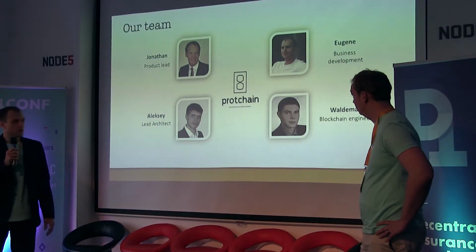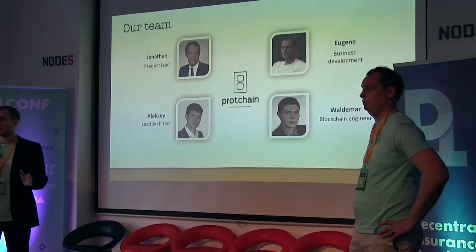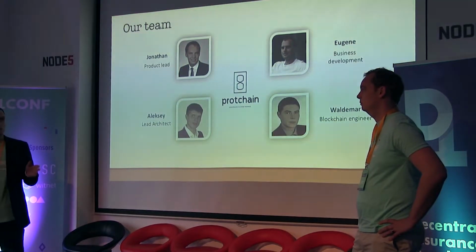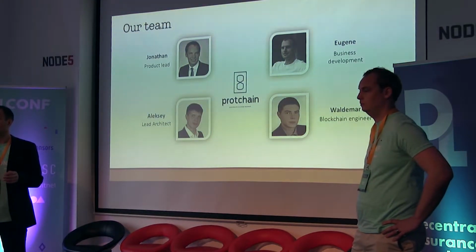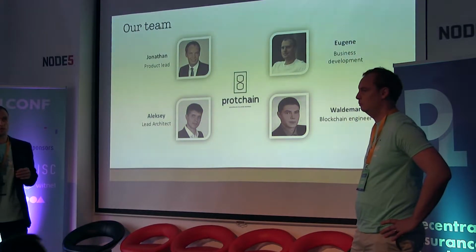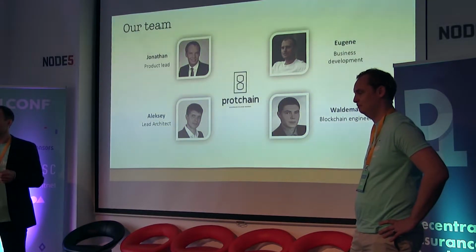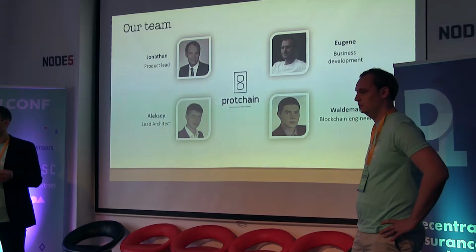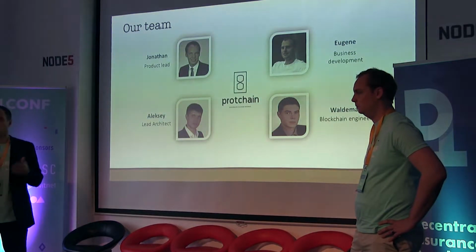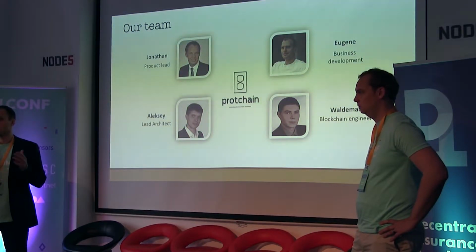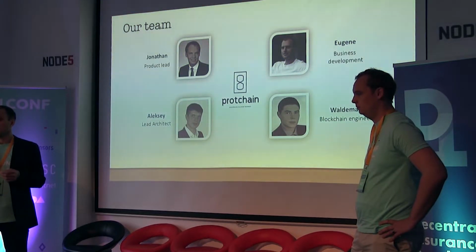I will do an introduction to our team. Currently we are a team of 4 people. This is Jonathan, the product lead. He has more than 10 years of experience in the insurance industry. Myself, Eugene, I am a business developer. I also have experience in insurance, plus banking and IT.